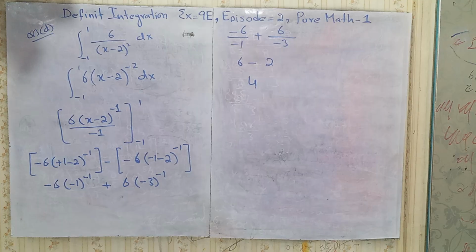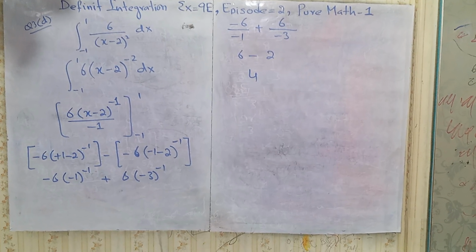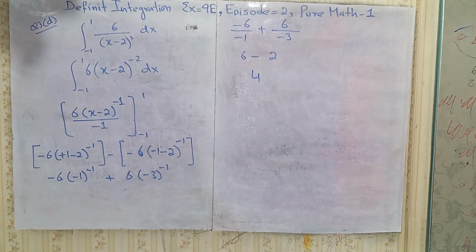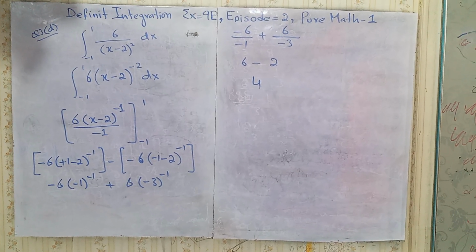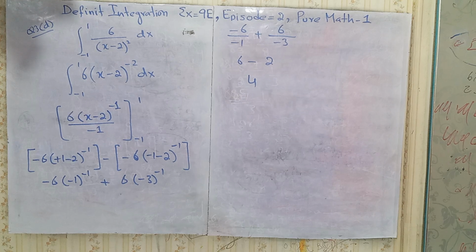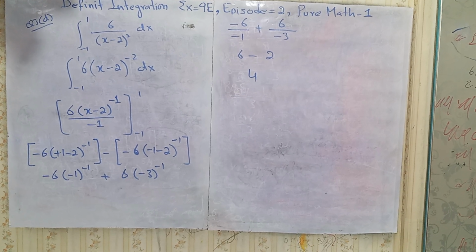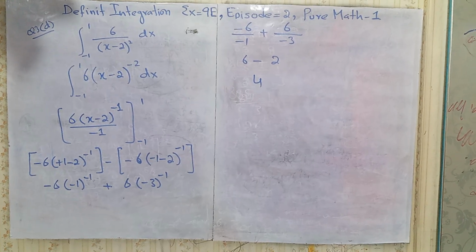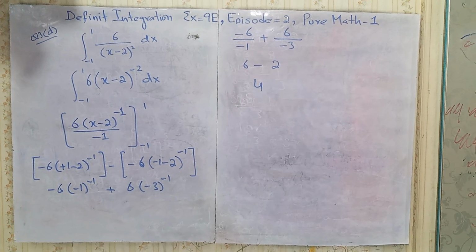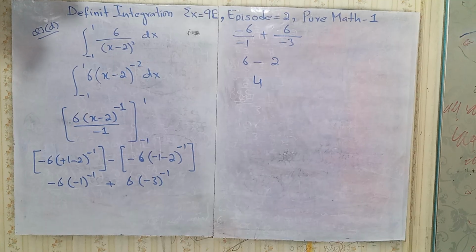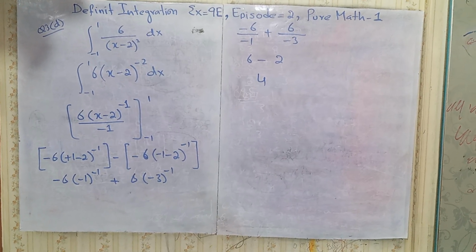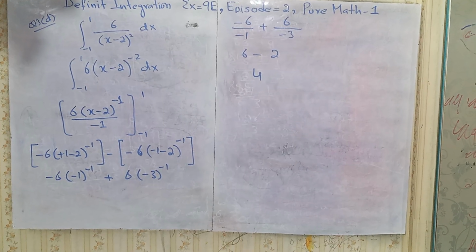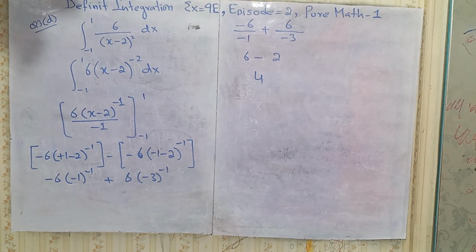So now we will evaluate it. The limits are from minus 1 to 1. So minus 6 into, in the place of x I will substitute 1, so you will have (1 minus 2) whole raised to power minus 1. Minus, then in the place of x we will substitute minus 1, so you will have minus 6 into (minus 1 minus 2) whole raised to power minus 1. So this becomes minus 6 into (minus 1) raised to power minus 1, plus 6 into (minus 3) raised to power minus 1.